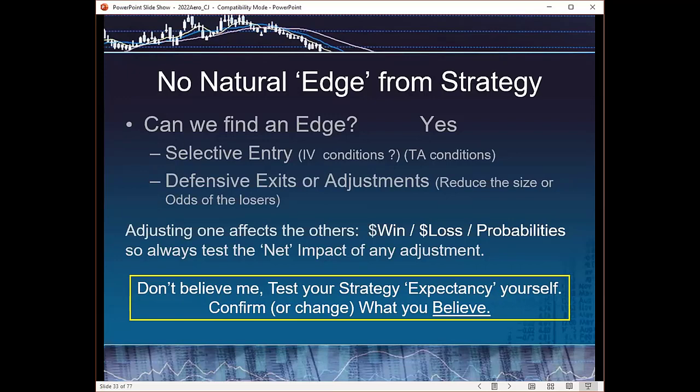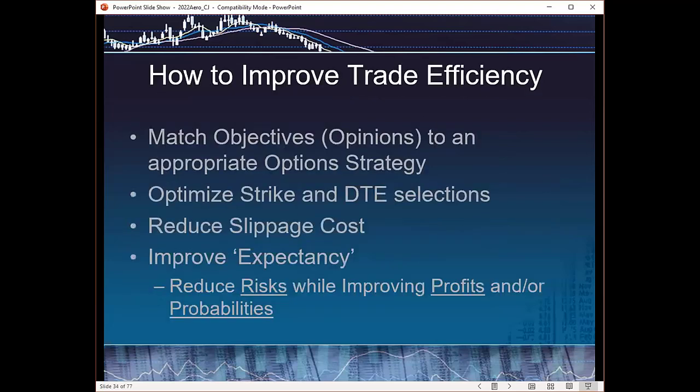With all of these examples I'm giving you, I'm encouraging you not to believe me. Not that I'm lying to you. I'm telling you exactly what I found in my own testing. But what's more powerful is for you to test your strategy yourself, calculate the expectancy, and then confirm what you believe, or maybe you might find you have reason to change what you believe. Why risk a lot of money on a trading system that has a negative expectancy? That's what we're trying to avoid.